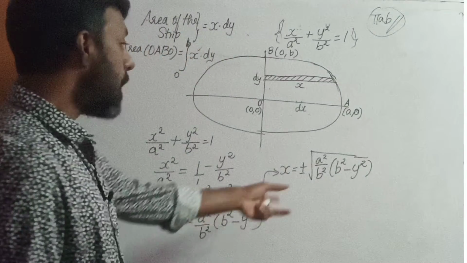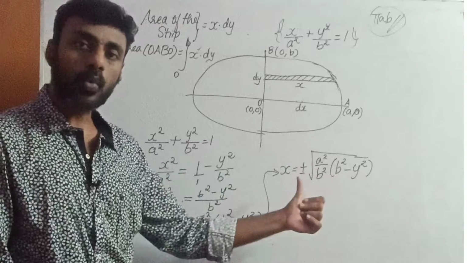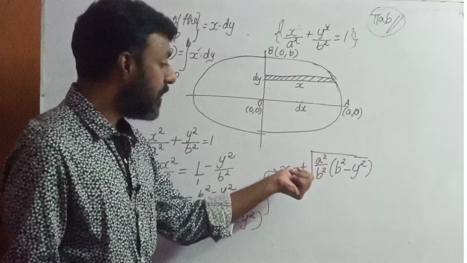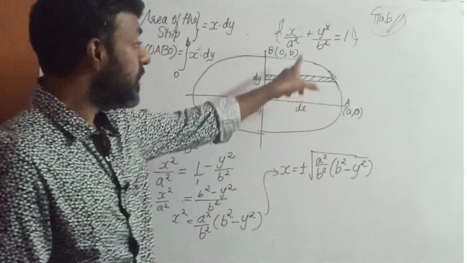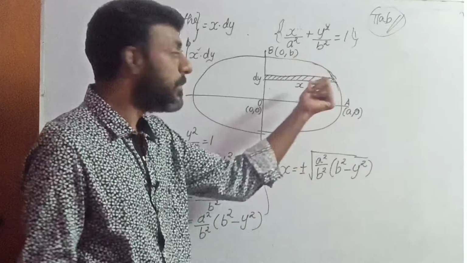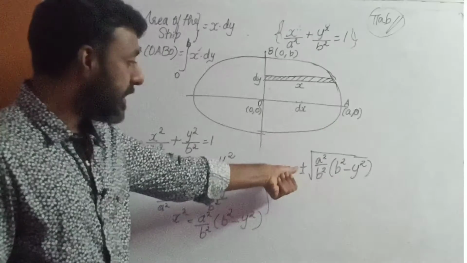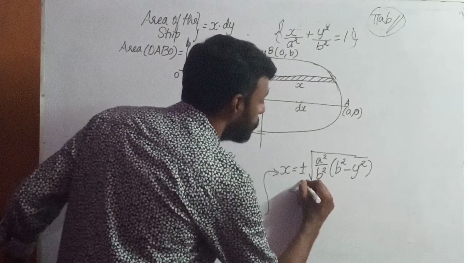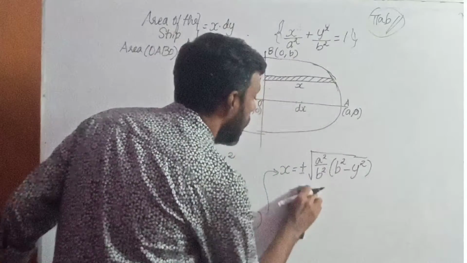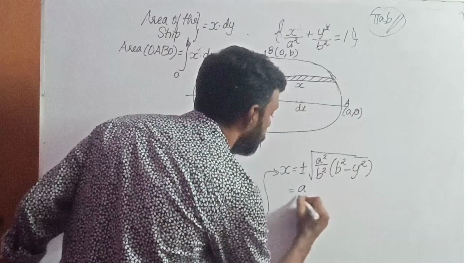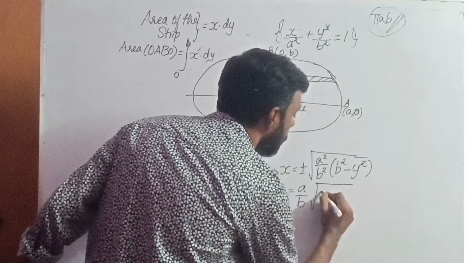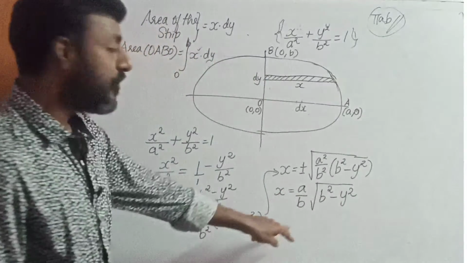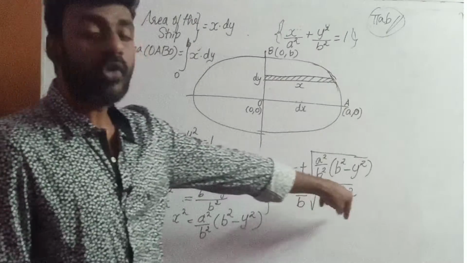I'm going to take this a squared by b squared out of the root, and it will be a by b. I've been left with two signs, positive and negative, but since in the first quadrant all the quantities I am deriving are going to be positive, I am taking only the positive value. So it will be a by b into root of b squared minus y squared. This will be the value of x.